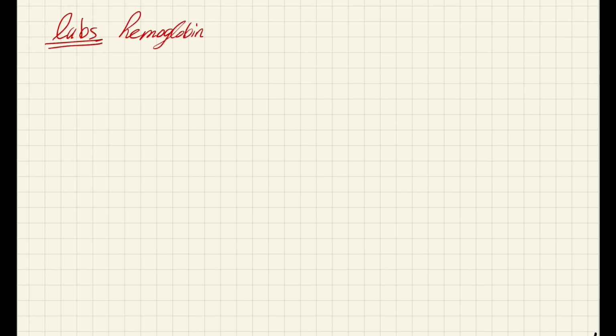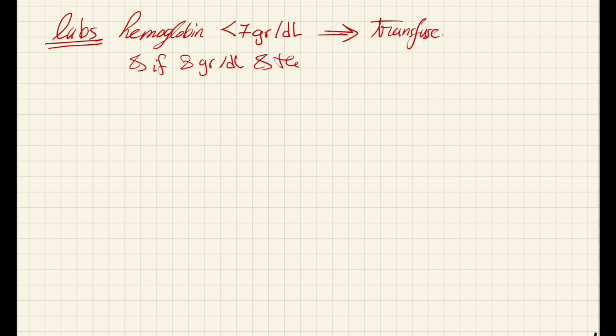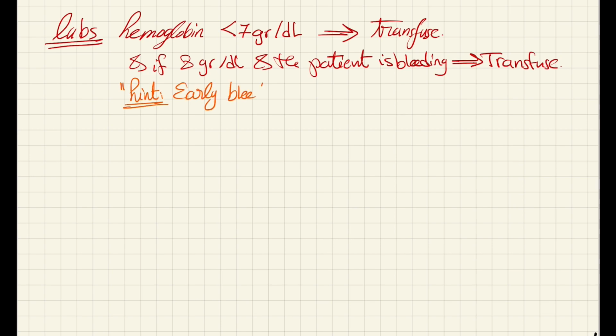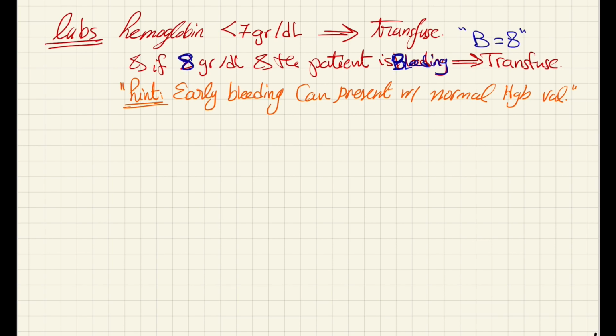For the labs, we order hemoglobin. Remember, it might appear normal during the acute phase of bleed. If it's less than 7 grams per deciliter, we transfuse no matter what. If the patient has a hemoglobin of 8 and he is bleeding, we transfuse. So at 8, we need bleeding to give blood. Remember always that early bleeding might present with a normal hemoglobin. For a hemoglobin of 8 and bleeding, we give blood. Remember, the 8 looks like a capital B, so we need bleeding with hemoglobin 8 to give blood.